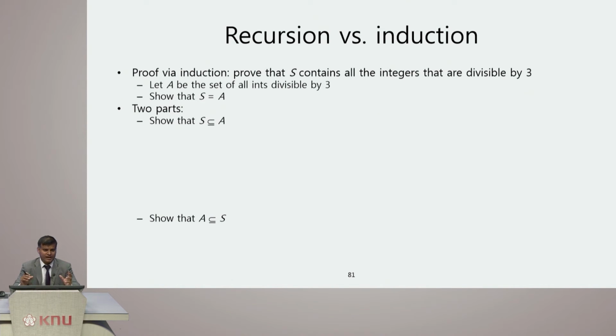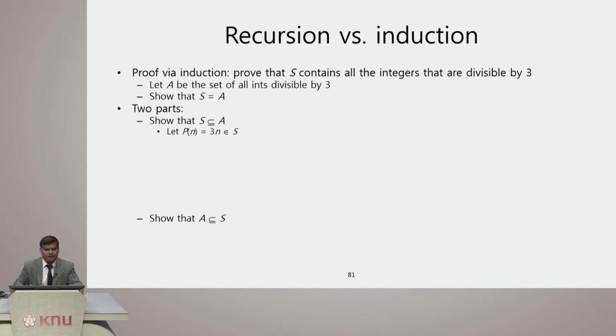And we are saying let A be the set of all integers divisible by 3. So you have the set A which has all the integers that are divisible by 3. So we are asked to show or prove S equals A. To show that, there are two parts you can prove. One is you can show that S is a subset of A, and A is a subset of S.